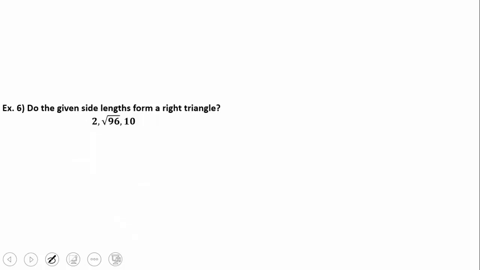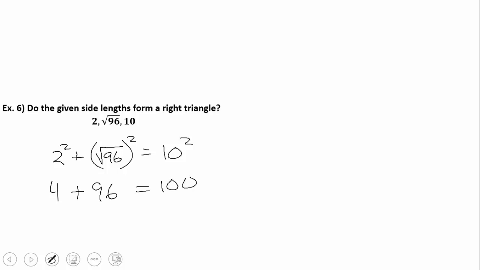One more time. 2, square root of 96, and 10. Well, I know that the square root of 96 has to be less than 10 because I know 10 squared is 100. So here we go. 2 squared plus the square root of 96 squared equaling 10 squared. 2 squared is 4. Squaring the square root of 96 gives me 96. Together that equals 100. And 100 does equal 100. And so yes, this is a right triangle.